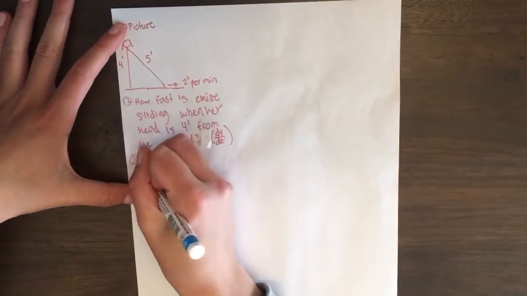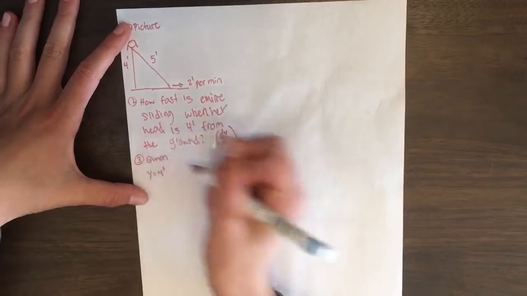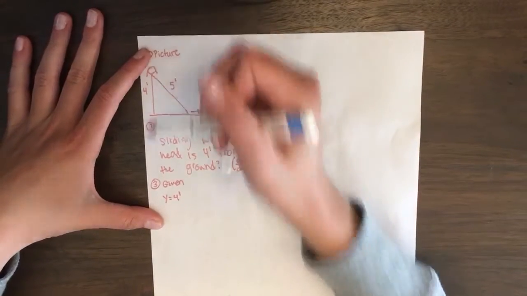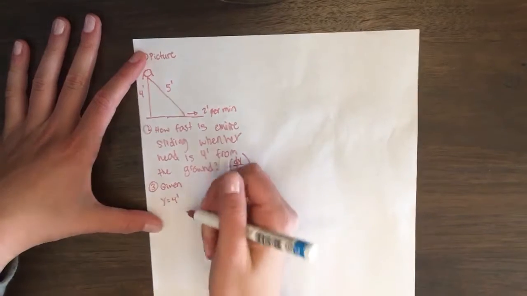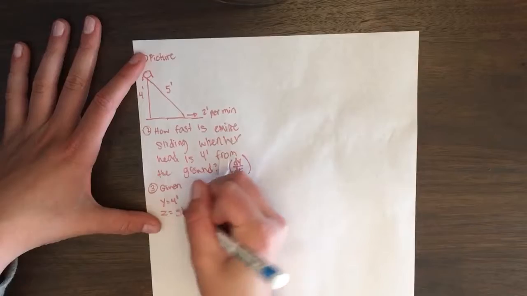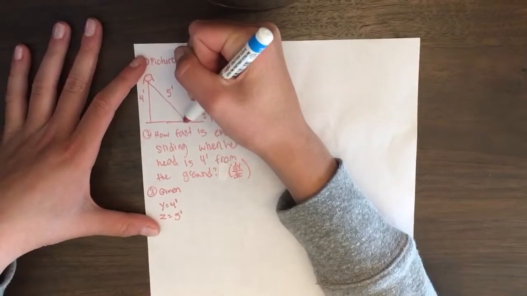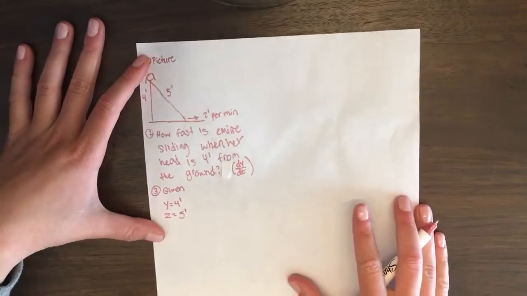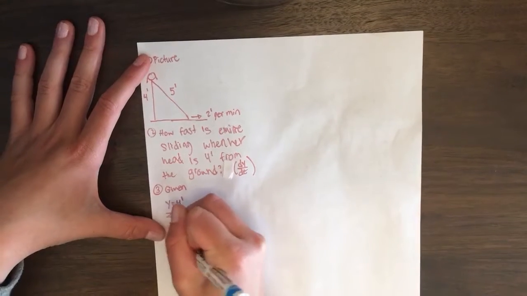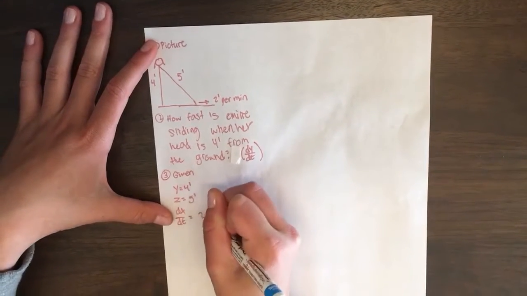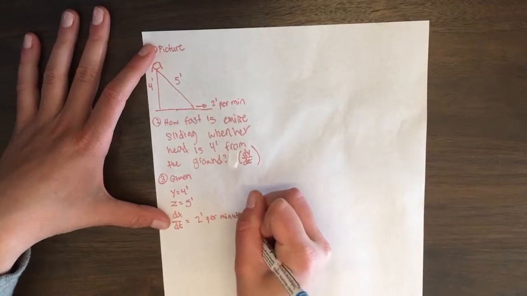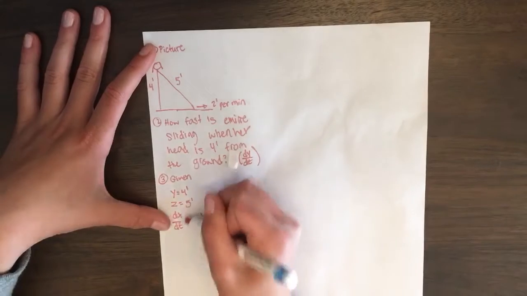We know that y equals 4 feet because y is when Emily is 4 feet from the ground. We also know that z equals 5 feet because Emily is 5 feet tall. The last thing we know is that dx/dt equals 2 feet per minute. In other words, just 2.